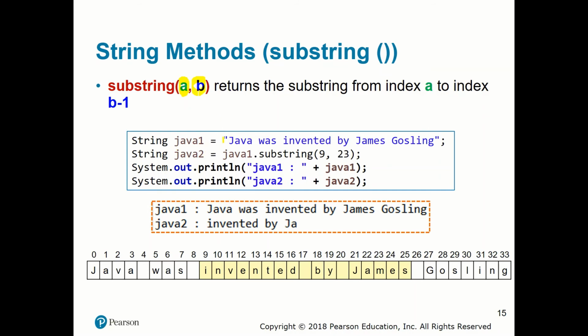Java1 points to this string, and Java1.substring(9, 23). This means take the substring of Java1 from index 9 to index 22. Be careful, index 23 is not included. So here, 9 is the place where I is, and 22 is here. So from I to A, this substring will be returned and assigned to Java2. So you can have this output.